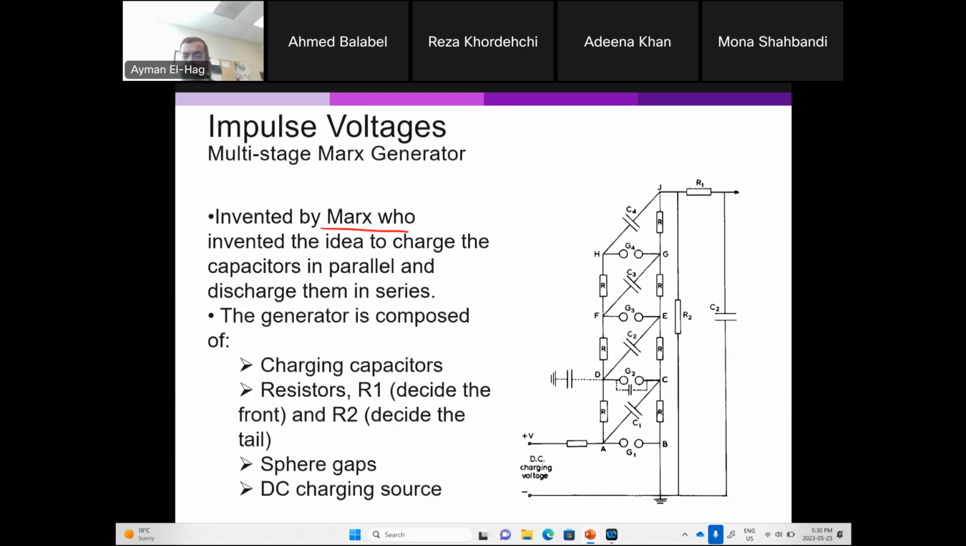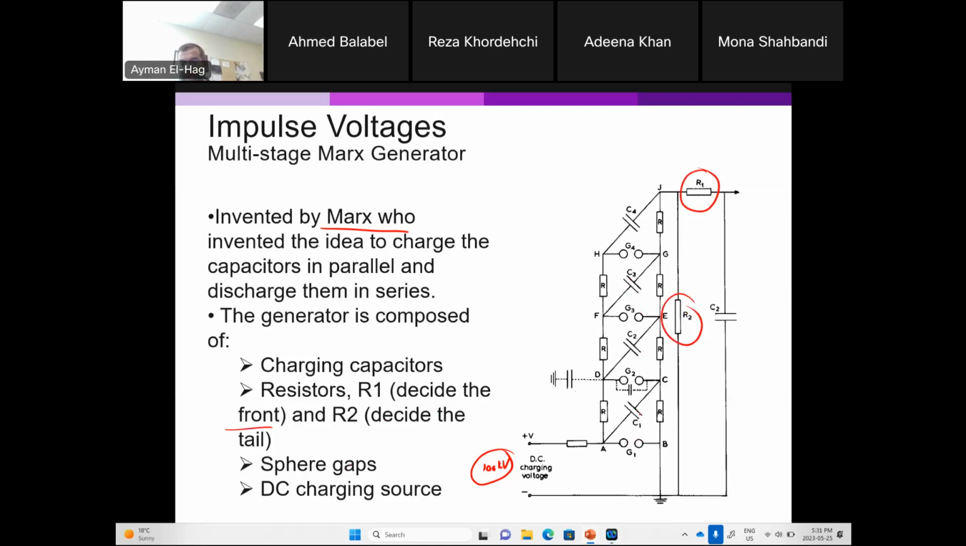As simple as that. So if I charge all the capacitors in parallel, for example, if this is 100 kilovolt, and this is a typical value for the DC supply from the input, if each one is charged at 100 kilovolt, you will have here 100, 100, 100, 100. If you discharge them in series, then how many stages? You multiply those stages by the voltage in a single stage. Okay? So that is how you get your voltage. Now your R1 here is the one that decides the front, the rise time. R2, which is this resistance, will decide your tail.